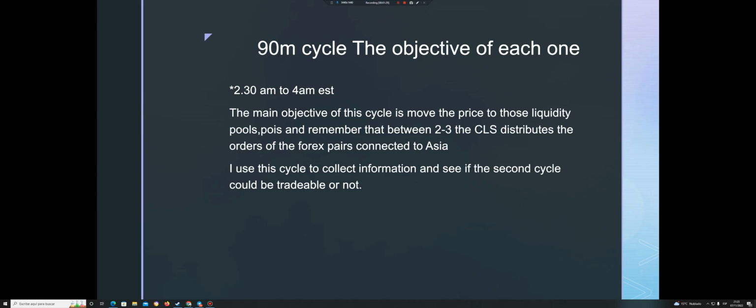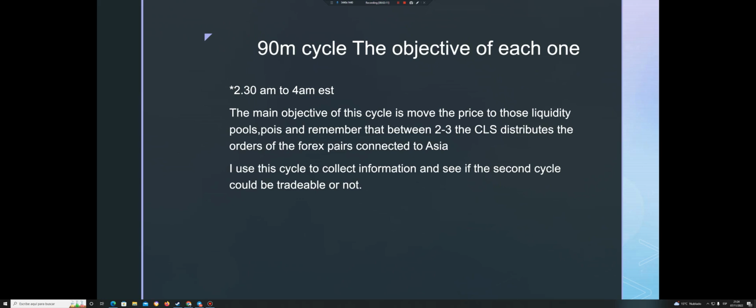That's why most of the time between that time, the London session could create the high of the day or the high of the session. When the London session takes Asia high, it has a big probability to create the high of the session, or when London takes the low of Asia, it has a big probability to be the low of the session. That's because between 2:30 and 4 there is not a lot of volatility.